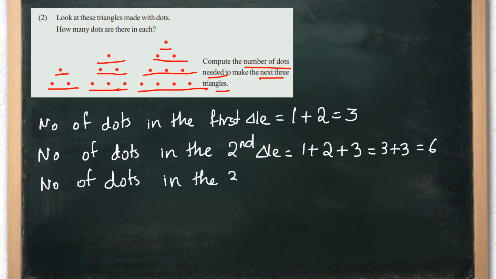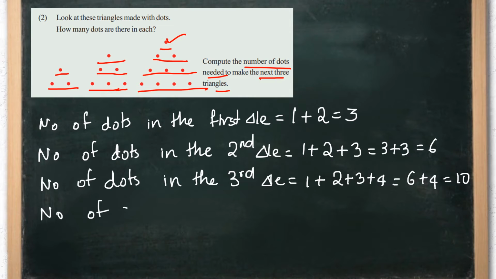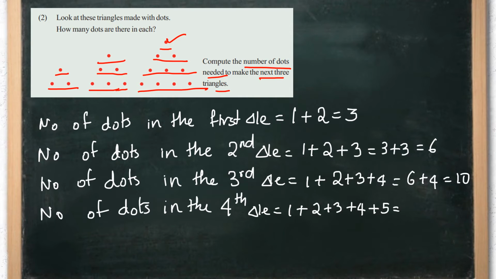Number of dots in the third triangle is 1 plus 2 plus 3 plus 4, which is given here, which is equal to 6 plus 4, which is equal to 10. Number of dots in the fourth triangle is equal to 1 plus 2 plus 3 plus 4, and add one more natural number, that is the next natural number, plus 5. That is equal to 10 plus 5, which is equal to 15.